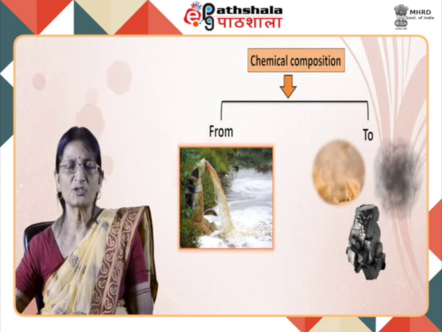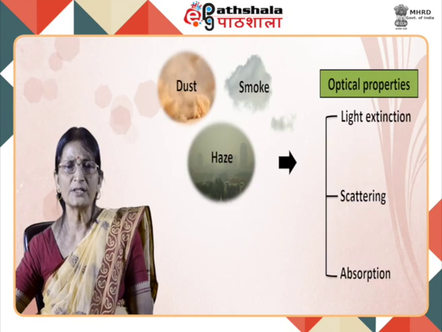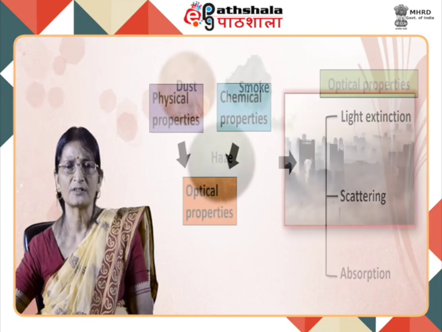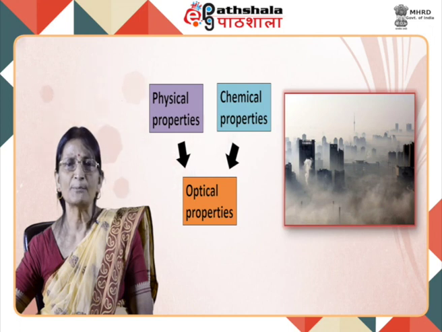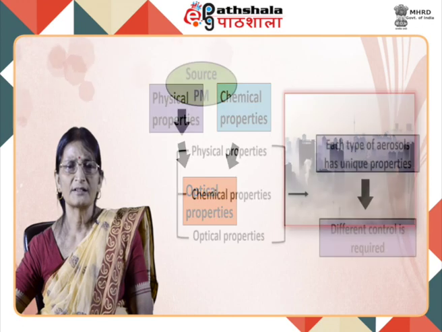Their chemical composition may also vary. They could be dilute water solutions of acids or bases, or they could be some salts, organic liquids, or materials present in the earth's crust such as dust. They could also be unburnt carbon, that is soot, and toxic metals. The visual appearance of dust, smoke and haze is determined by their optical properties, which include light extinction, scattering and absorption. Physical and chemical properties of ambient particulate matter are used to determine their optical properties.